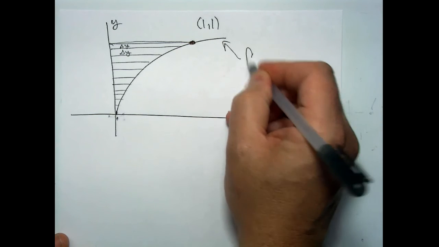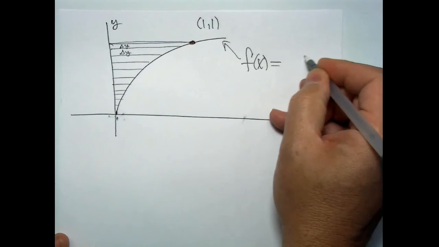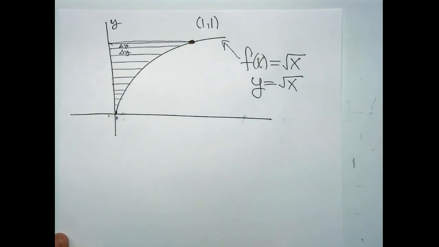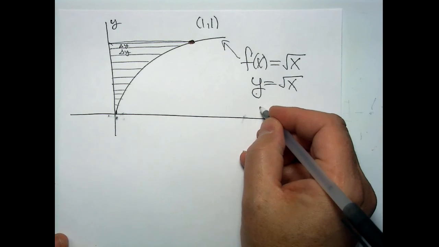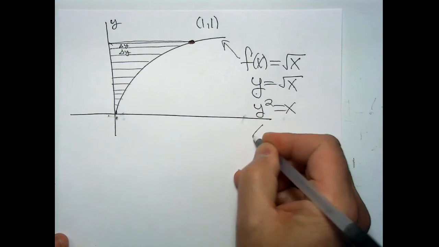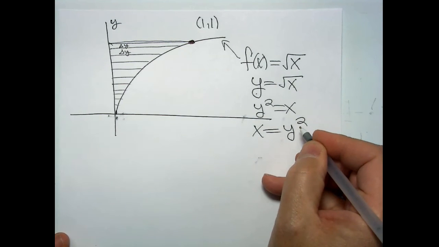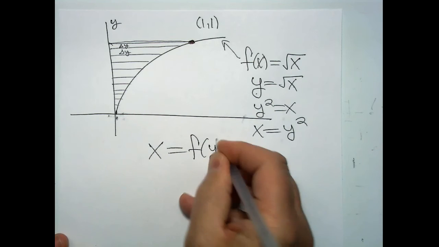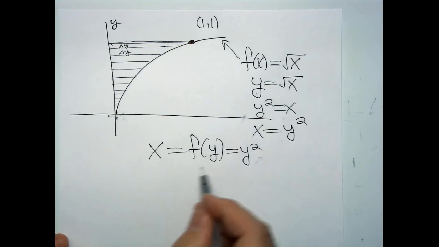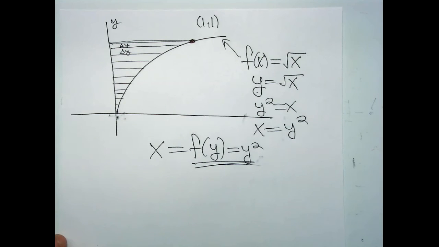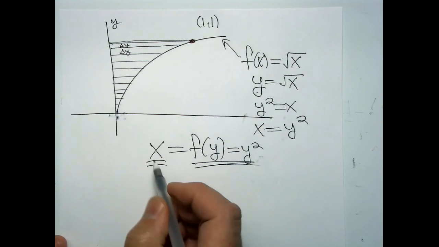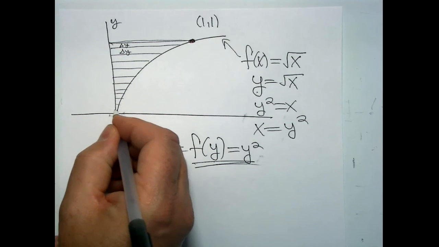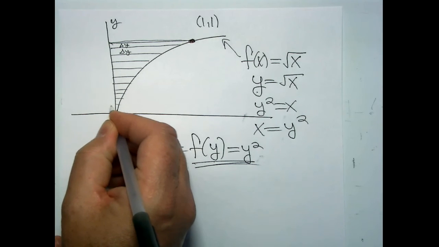So first of all, let me give you this function. This is a function of x, and it's going to be the square root of x. Y equals the square root of x. If we square both sides, you discover that y squared equals x, or x equals y squared. So it turns out that x is actually a function of y, and then it's y squared. So it's a different kind of function. It's a function of y. So x can be determined for any given y value. So we're actually going to do it using y values.